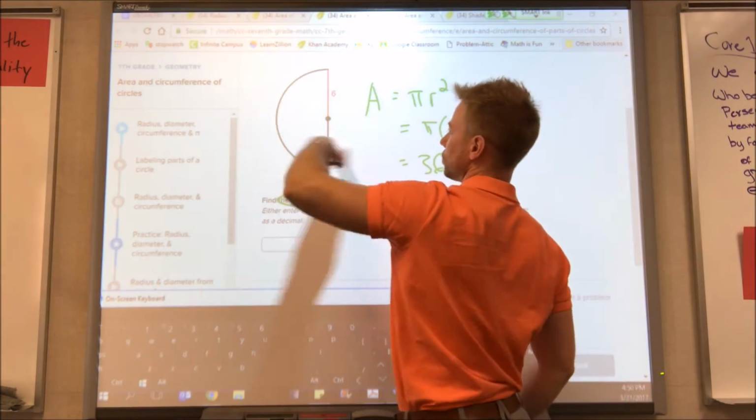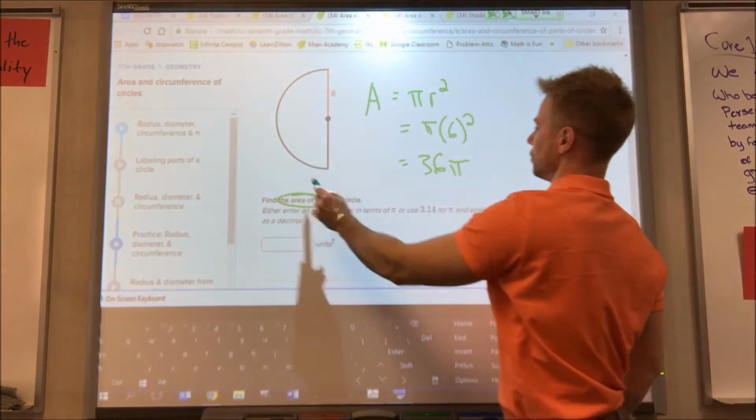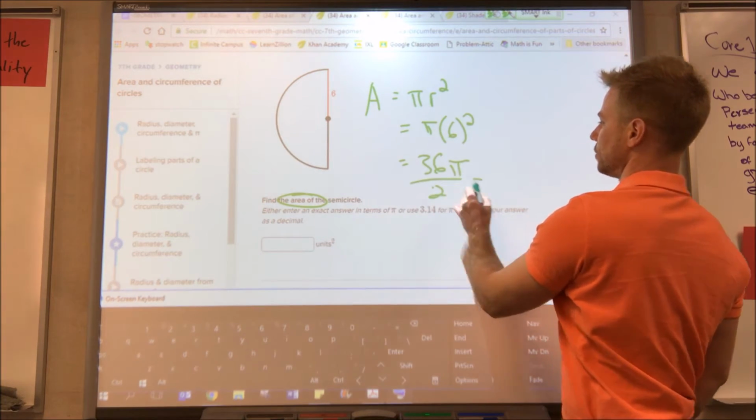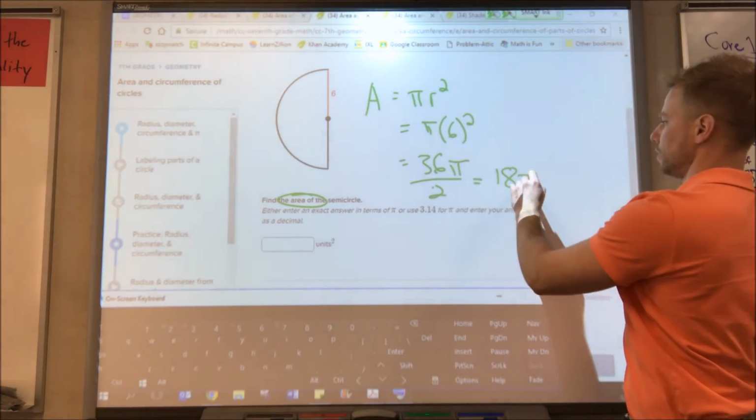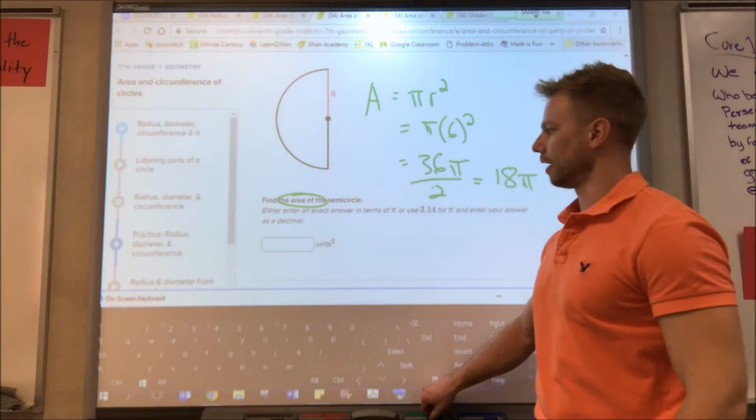That's the area of the whole circle. But we only have half of the circle, so we want to divide that by 2. 36 divided by 2 is 18. The area of the semicircle is 18 pi.